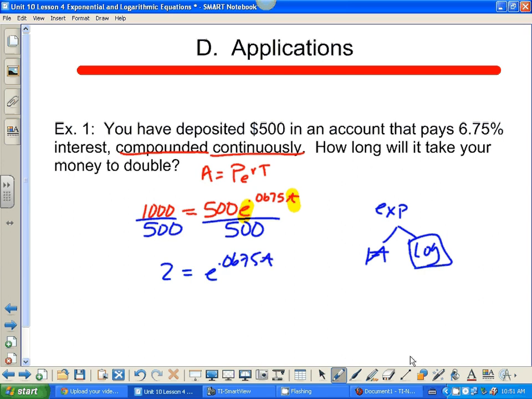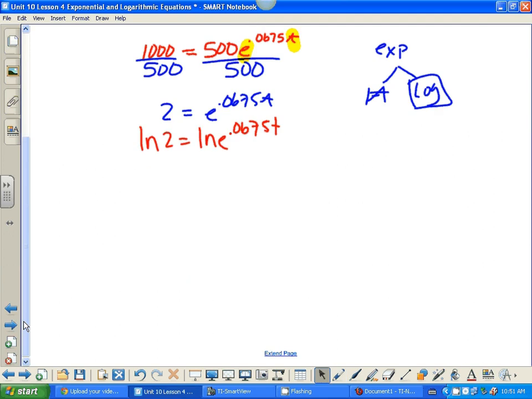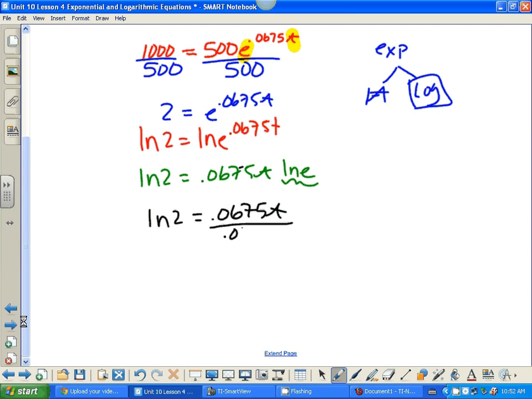Now that I've isolated the base, I can take a log of both sides. I'm going to choose to take the natural log since we're in base e. It's a little bit more efficient. So I have the natural log of 2 equals 0.0675t times the natural log of e. Remember that the natural log of e is 1. So I have the natural log of 2 is equal to 0.0675t. So I just need to divide that.